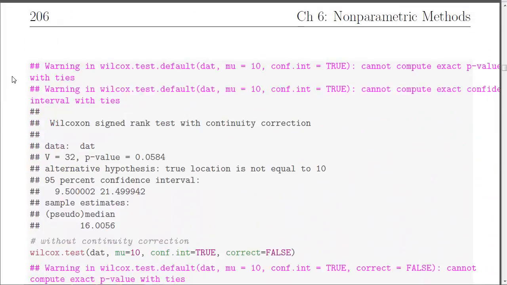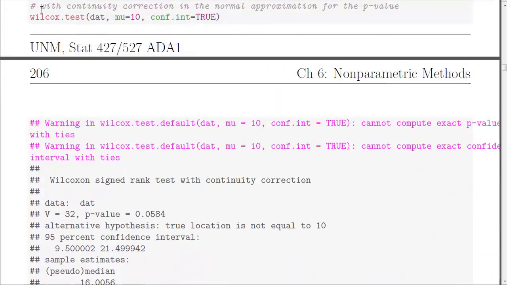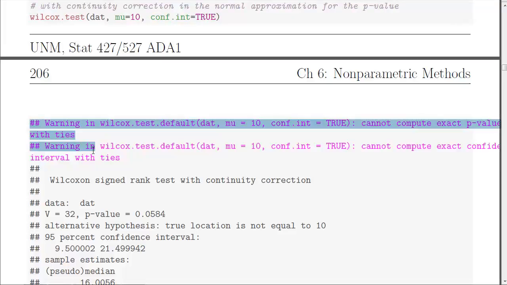For the Wilcox test, we have mu equals 10. If we want to get a confidence interval, we need to specify that we do want the confidence interval, so conf.int equals TRUE. And notice we have some warnings.